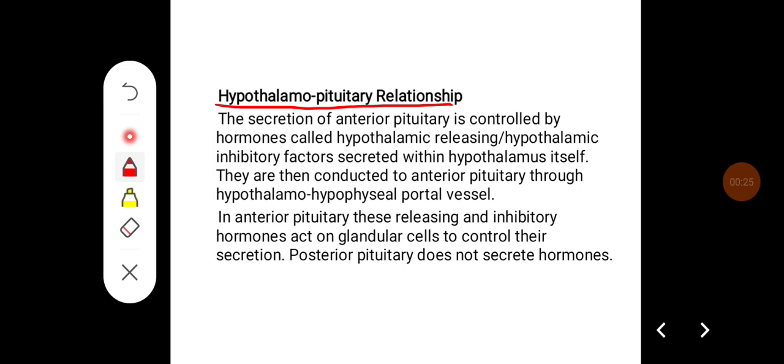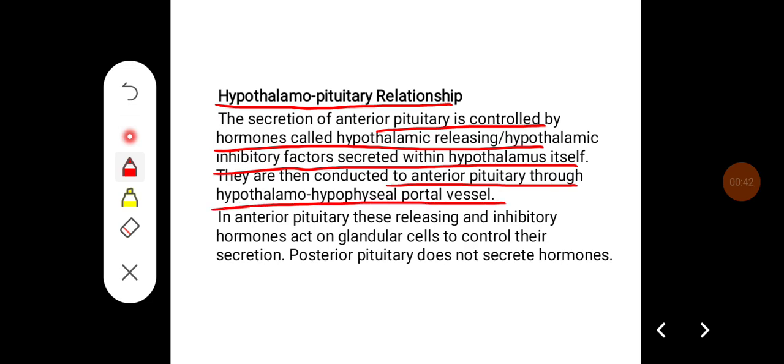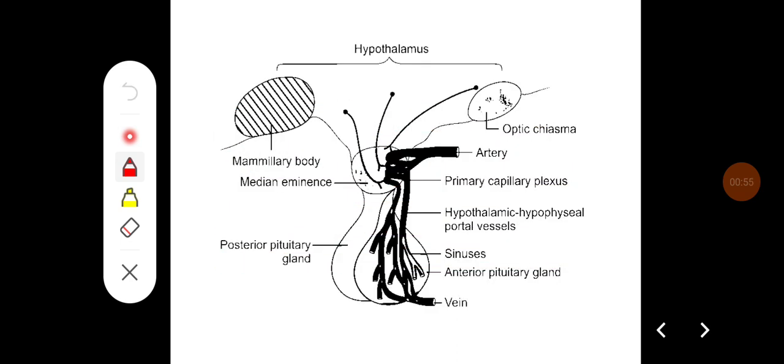Hypothalamo-pituitary relationship. The secretion of anterior pituitary is controlled by hormones called hypothalamic releasing or hypothalamic inhibitory factors secreted within the hypothalamus itself. They are then conducted to the anterior pituitary through the hypothalamo-hypophyseal portal vessel. In anterior pituitary, these releasing and inhibiting hormones act on glandular cells to control their secretion. And posterior pituitary does not secrete hormone.